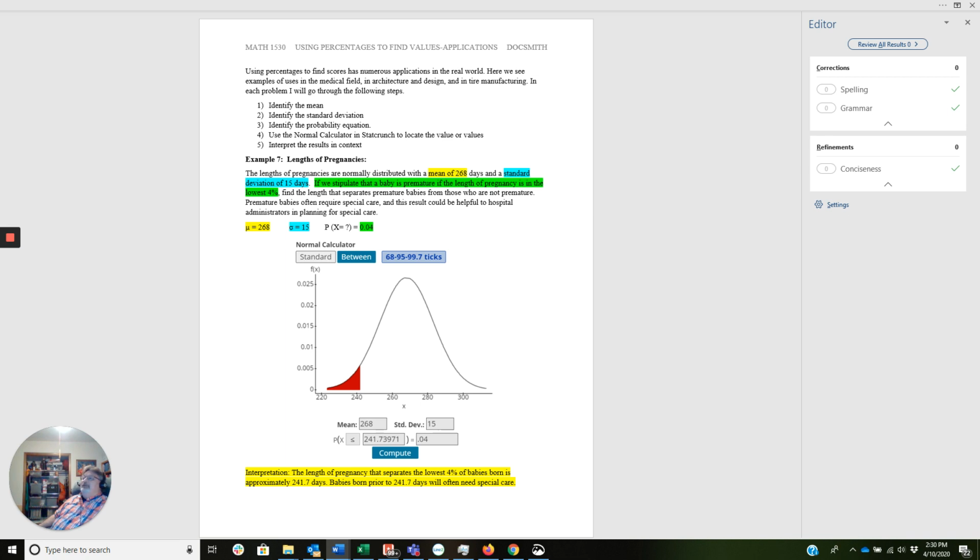There's numerous applications in the real world, and here we're going to see examples in the medical field, in architecture and design, and tire manufacturing. So in each problem, I'm going to go through the following steps: identify the mean, identify the standard deviation, identify the probability equation, use the normal calculator and StatCrunch to locate the value or values, and interpret the results in context.